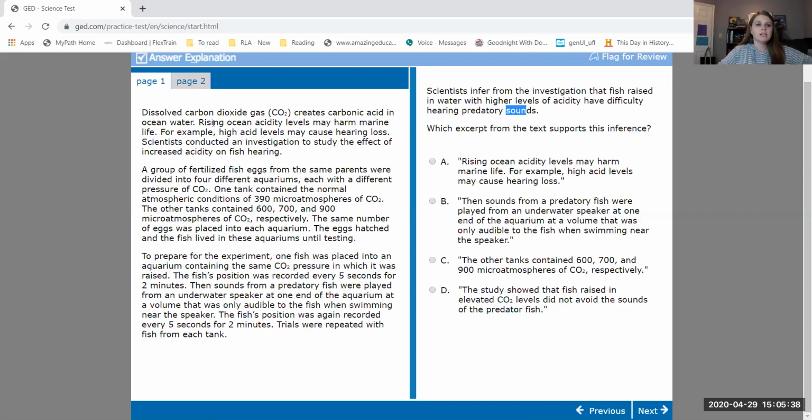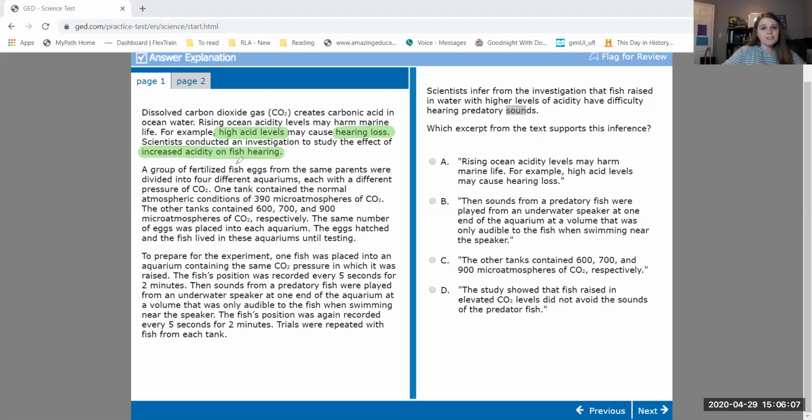It says, dissolved carbon dioxide gas creates CO2, creates carbonic acid in ocean water. Rising ocean acidity levels may harm marine life. For example, high acid levels may cause hearing loss. All right, acid levels cause hearing loss. Scientists conducted an investigation to study the effect of increased acidity on fish hearing. Okay, so we're going to study how the acid affects their hearing.